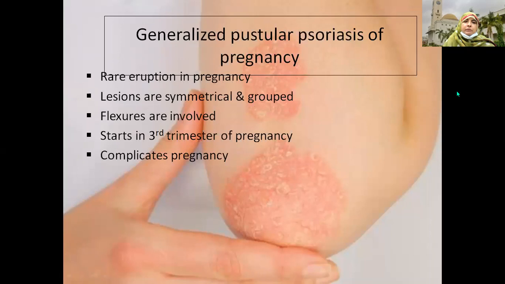If it's in pregnancy, symmetrical and grouped lesions appear, mostly in the flexures, and it starts in the third trimester of pregnancy. And yes, it's an emergency. It might even complicate the pregnancy. And in very severe cases, especially when we have a very limited choice of treatment in pregnancy, the treatment of choice might be termination. Well, that is a very rare case, generalized pustular psoriasis of pregnancy.